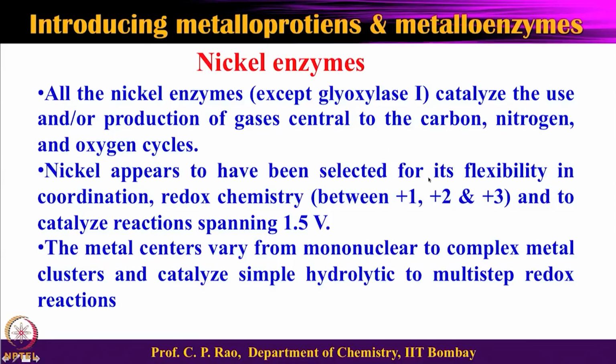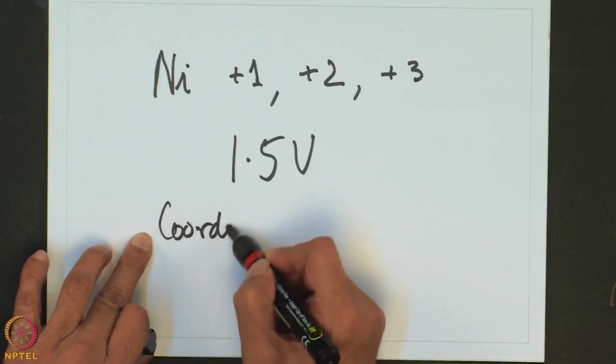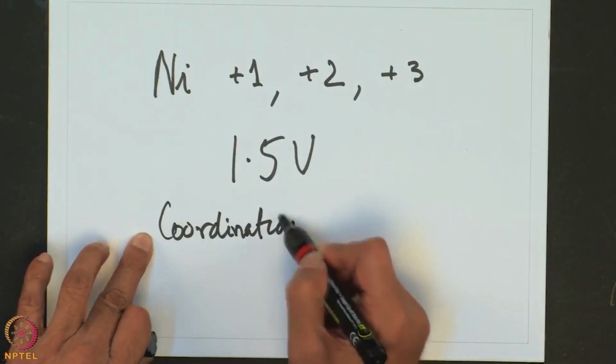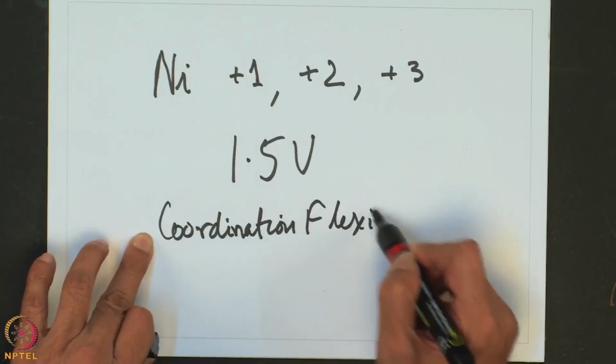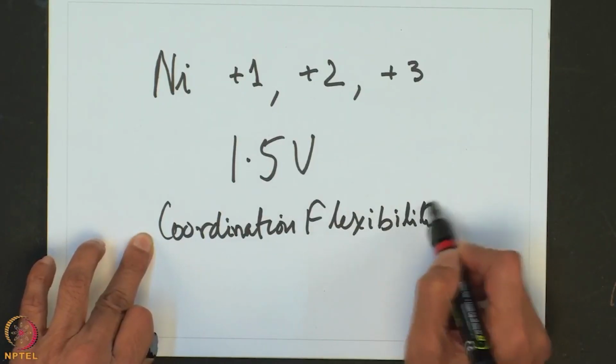I also mentioned to you there is a flexibility for the redox between +1, +2, +3 for nickel. Also there is a flexibility of the coordination. So, coordinating to different kinds of ligating centers as well as different coordination numbers as well. So, the coordination flexibility is the additional parameter that helps in this. Okay. And all this is possible by changing the potential within about 1.5 volts.